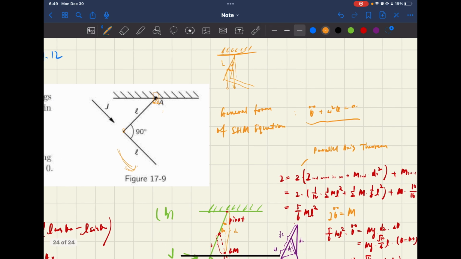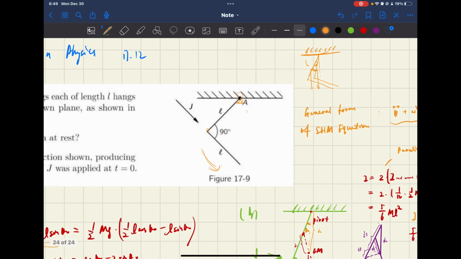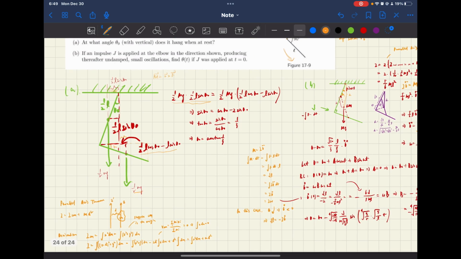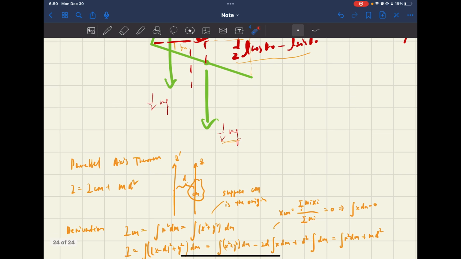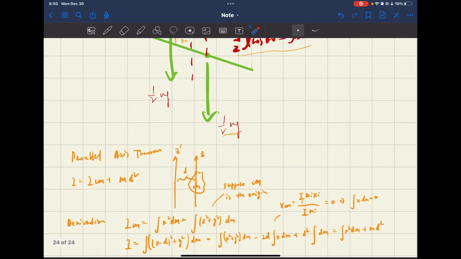Okay, so now I introduce the parallel axis theorem. It states as follows: I equals I_CM plus M times d squared. So it states that the moment of inertia about an axis, which in this diagram is z prime, equals the moment of inertia about the center of mass.